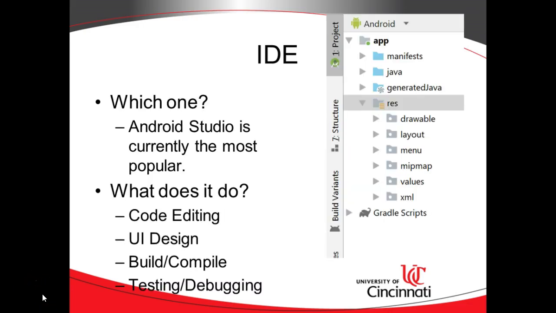Now, IDE, so which one? Android Studio, we said that's the most popular. What does an IDE do? It gives us a little editor where we can write our code. It gives us a WYSIWYG editor, or what you see is what you get, where we can create our UI layouts as well. It allows us to build our projects and compile them. And we can even create deployable artifacts that we can put on the Play Store.